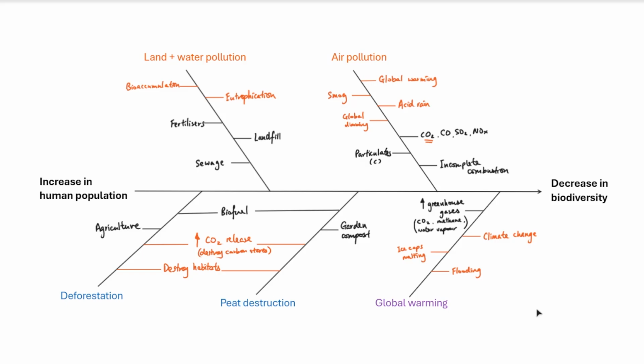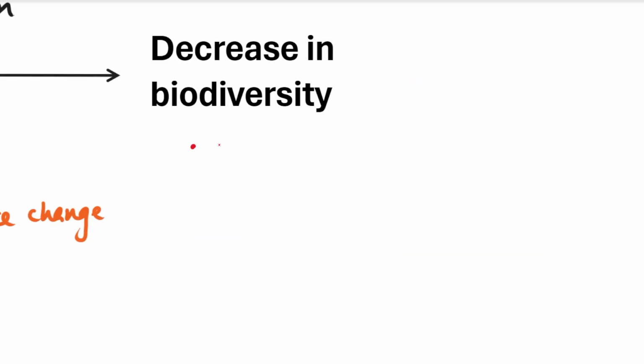On that note, I want to explain a little bit more about how all of these things could lead to a drop in biodiversity. I've already mentioned a few. I'm going to summarize it now. So first of all, biodiversity, as the name implies, is the variety of all living things in the ecosystem. So you might be asked a definition question on this.